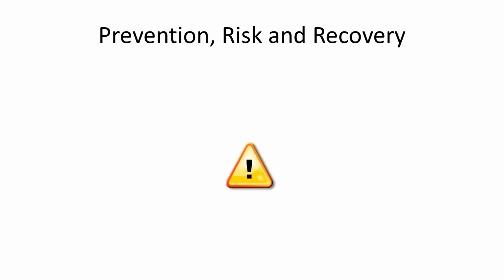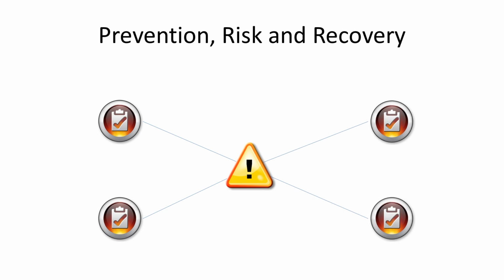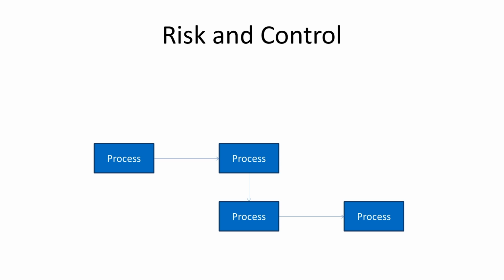To help the enterprise avoid risk events, we would normally create a specific set of procedures called controls designed to prevent the risk, and if the risk event does happen, another set of controls that are designed for the enterprise to recover from that risk event. At the process level, we would show that there is a risk event associated with the process but that we also have controls in place to manage that risk.